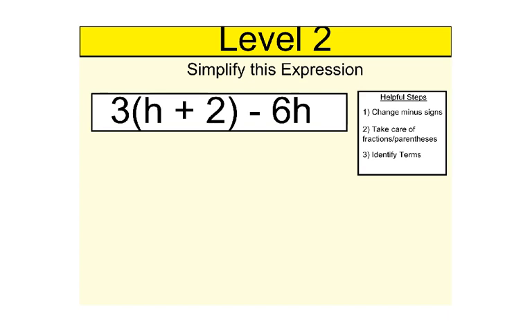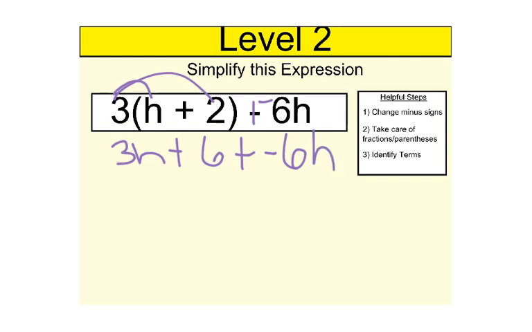Now we're going to throw in some parentheses to help us with that step 2. Step number 1, change the minus signs. Here we go, plus a negative. Take care of parentheses. How do I take care of parentheses? I'm going to do the distributive property. 3 times h is 3h. 3 times 2 is 6. Because it is a positive 6, I'm writing a plus 6. Then I have plus a negative 6h.